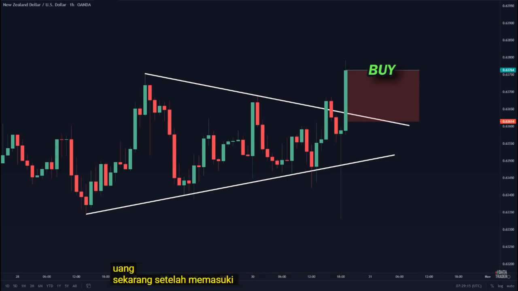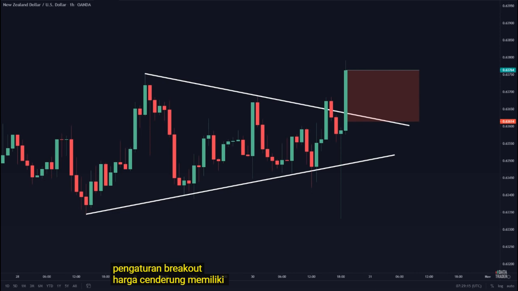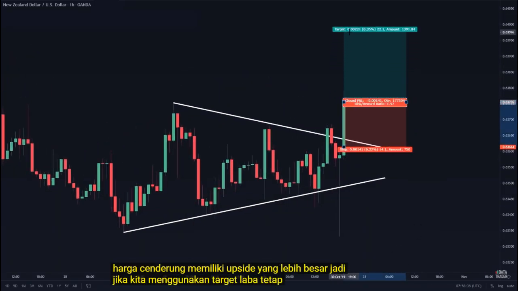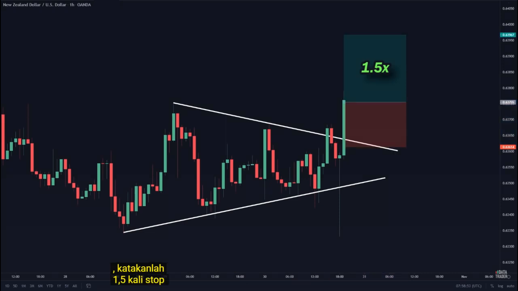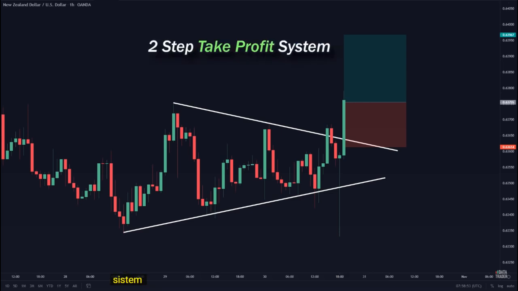Now, after entering a buy position and setting up your stop loss, the next step is where to set your profit target. So first, you need to remember that in a breakout setup, prices tend to have larger upsides. So if we're using a fixed profit target of, let's say, 1.5 times your stop loss, we are basically limiting our upside potential. And so to make sure that we benefit if the price were to make a huge movement, what I like to do is use what's called a two-step take profit system. And this is how it works.